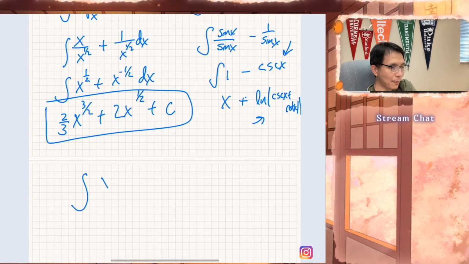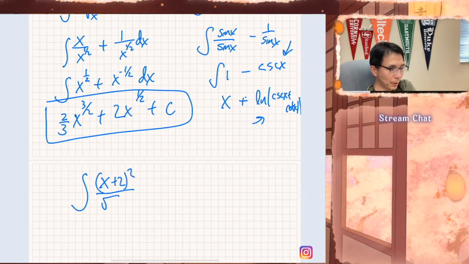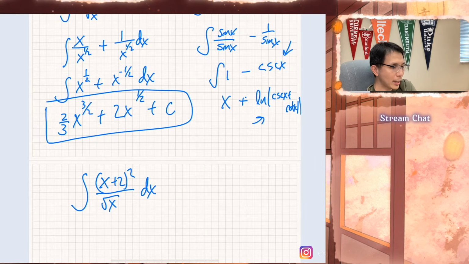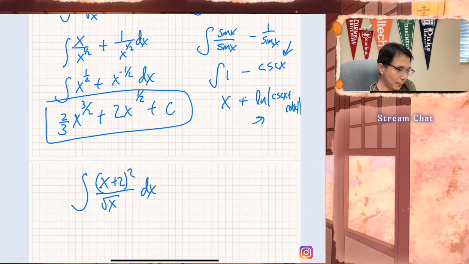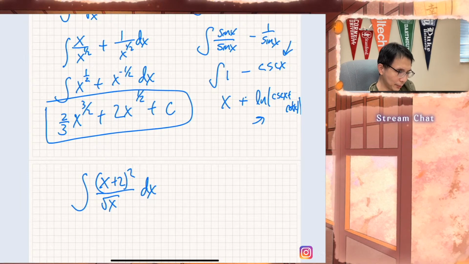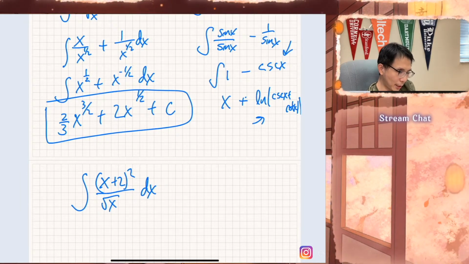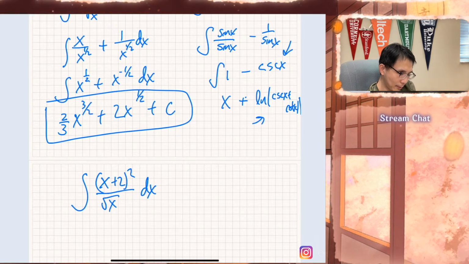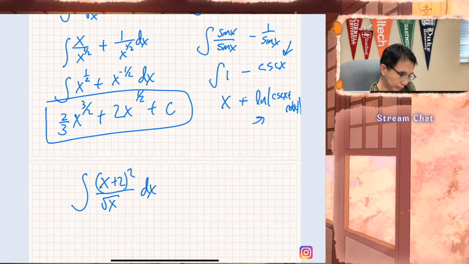Okay, so we're going to put two things at one cases. What if I have the integral of x plus 2 squared over square root of x dx? And I want you to take the integration properly here. Let's see if you guys can do it. What time do we get off here? Okay, you've got 6 minutes to figure this out.